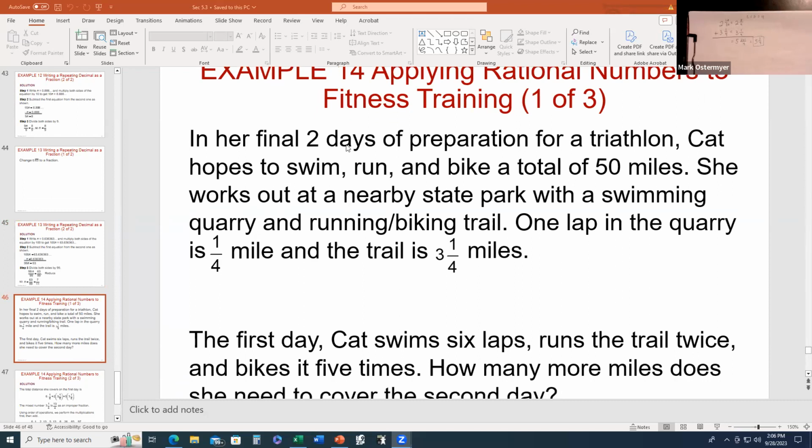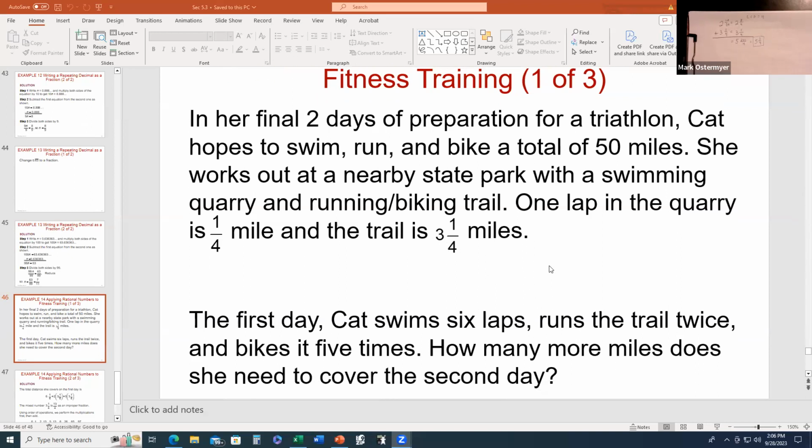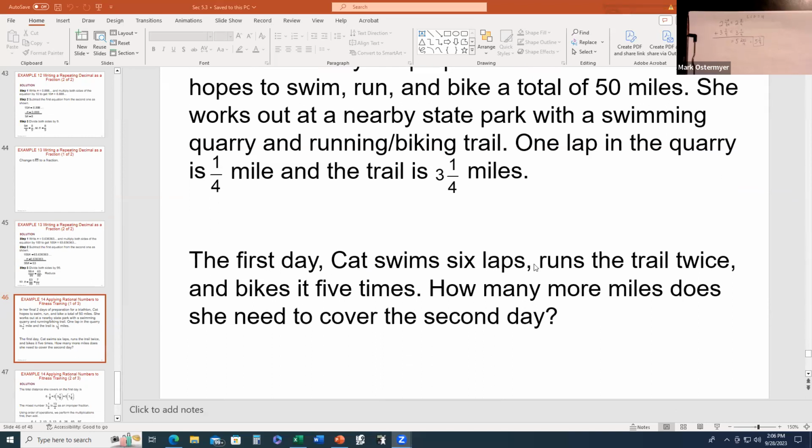Yes, there are. In her final 2 days of preparation for a triathlon, Kat hopes to swim, run, and bike a total of 50 miles. She works out at the nearby state park with a swimming quarry and running and biking trail. One lap in the quarry is 1/4 mile. And the trail is 3 1/4 miles. The first day, Kat swims 6 laps, runs the trail twice, and bikes it 5 times. How many more miles does she need to cover the second day?